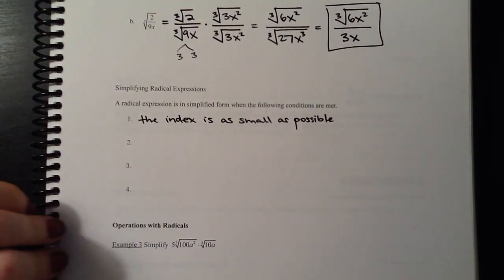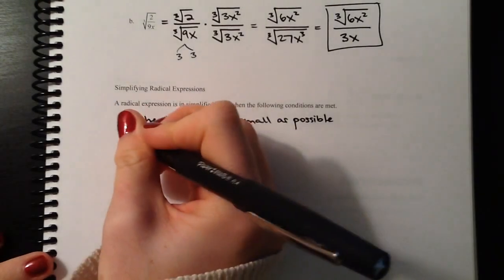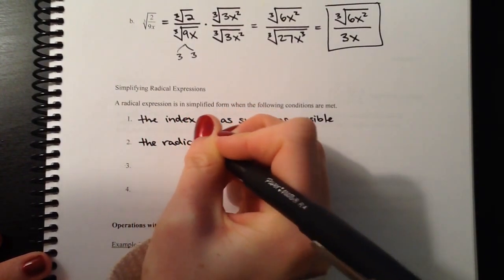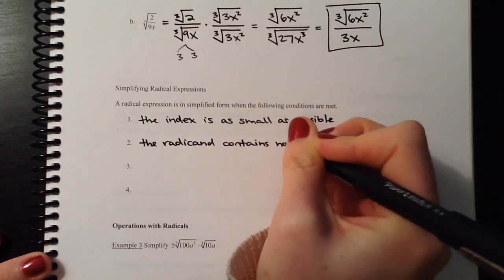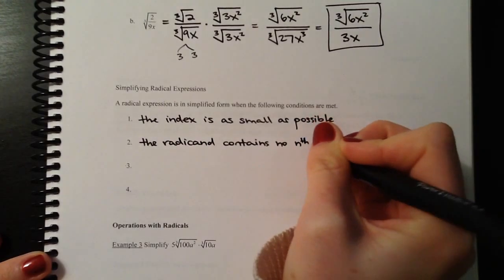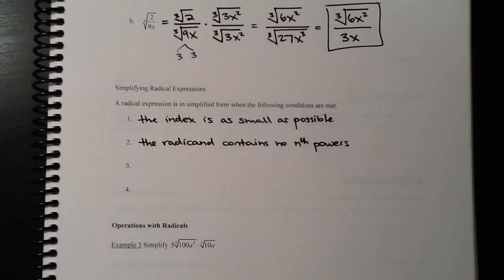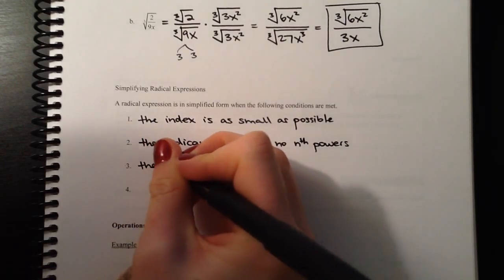So you might see some examples where you're able to rearrange them in such a way that you could even reduce the index. Next rule, the radicand contains no factors that are nth powers. So if you're trying to take a cube root, for instance, you can't have any perfect cubes in there. If you're trying to take a square root, you can't have any perfect squares in there. Otherwise, it's not simplified. 3, the radicand contains no fractions.